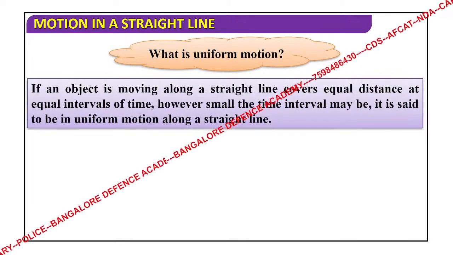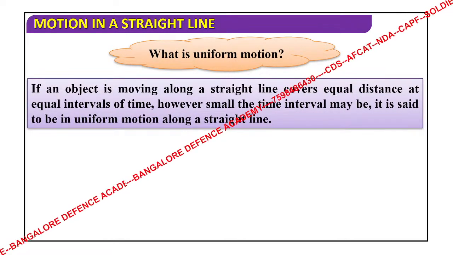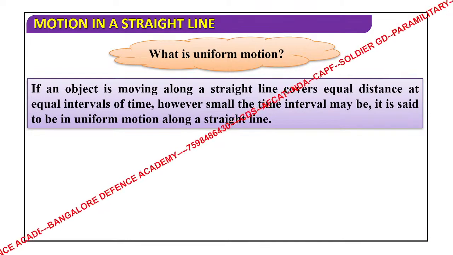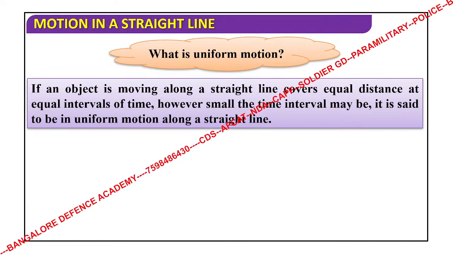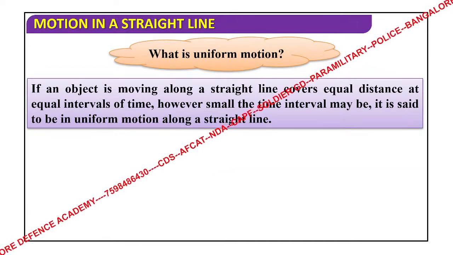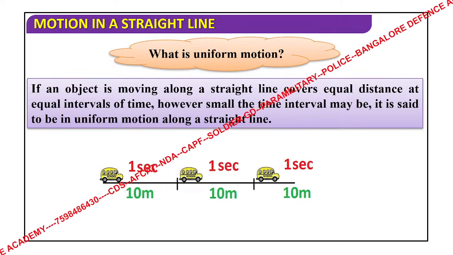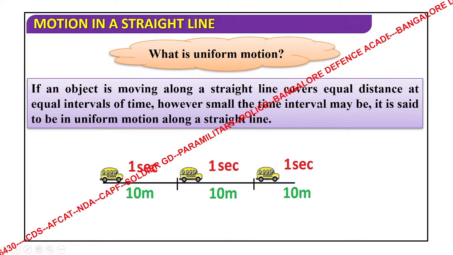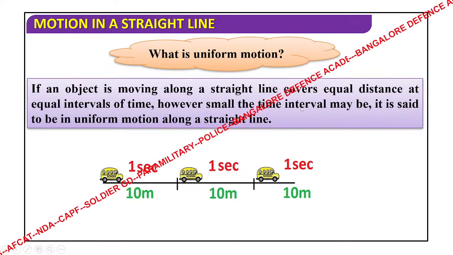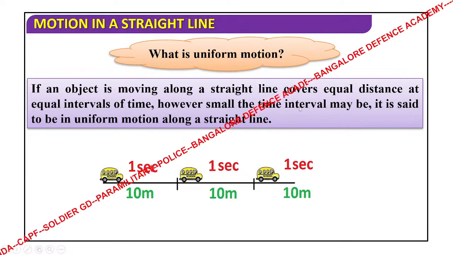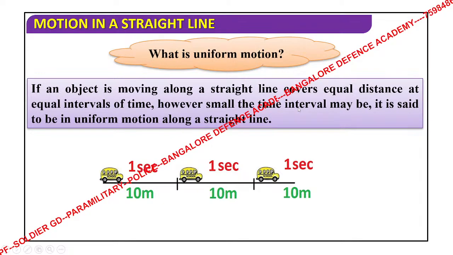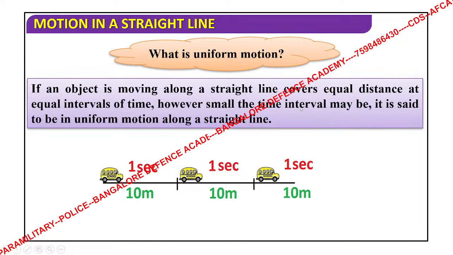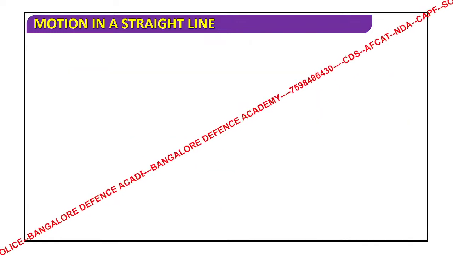Next, what is the meaning of uniform motion? If an object is moving along a straight line, covers equal distance at equal interval of time, however small the time interval may be, it is said to be uniform motion along a straight line. Okay, so look at this now. Here I have an example. A school bus is traveling 10 meters every second. So the first instance, the school bus is traveling 10 meter in the first 1 second. Then again the other 1 second it is traveling 10 meter. Again 10 meter in the next 1 second. So the bus is moving at a uniform motion.